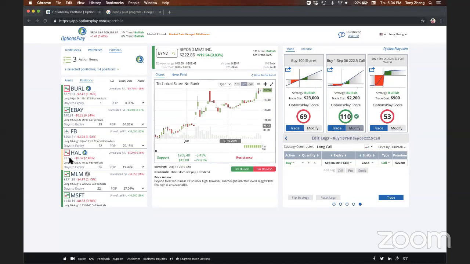Explain how do you get trades into positions. So currently only we can enter those trades, but we are currently in the process of allowing you to enter your own positions as well as being able to pull your positions from your brokerage firm directly into Options Play.